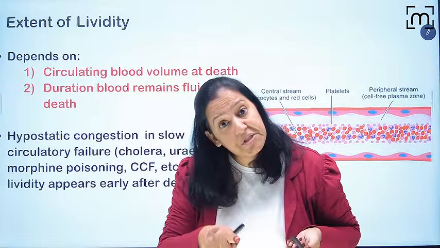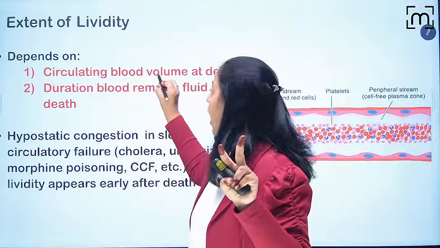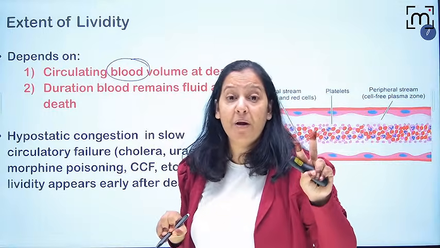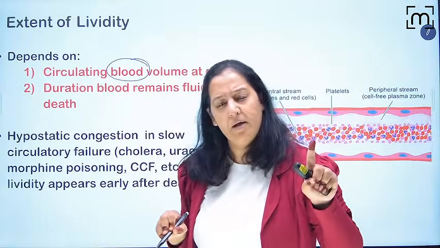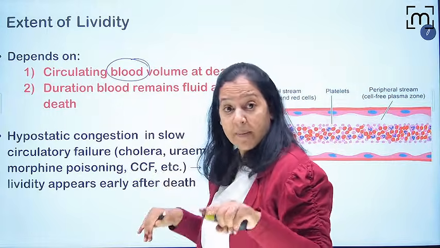Intensity depends on reduced hemoglobin concentration at the time of death. Extent depends on two things. Number one, how much blood the person has. More blood volume, more hemoglobin, and more extent. How much blood volume the person has at the time of death.